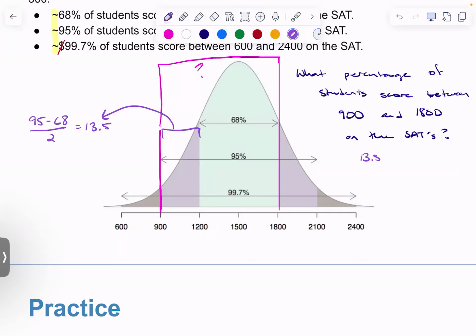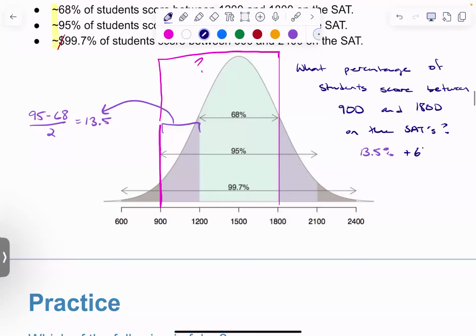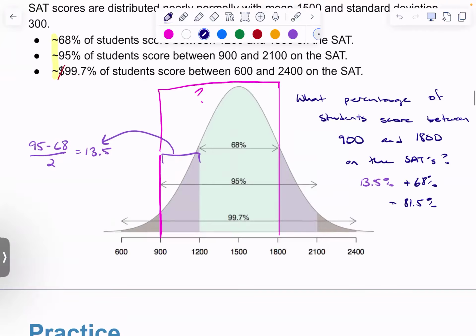So 13.5% plus 68% is 81.5%. That would be the answer. You could solve that with z-scores in the table, but this is, I think, a little bit quicker. Just rough approximations. Nice.